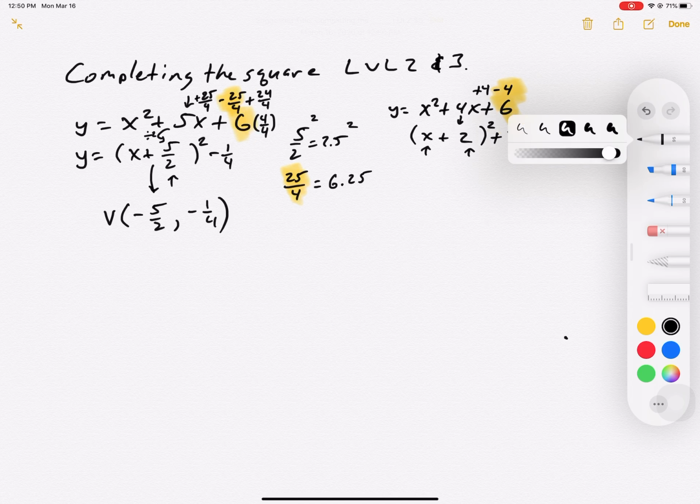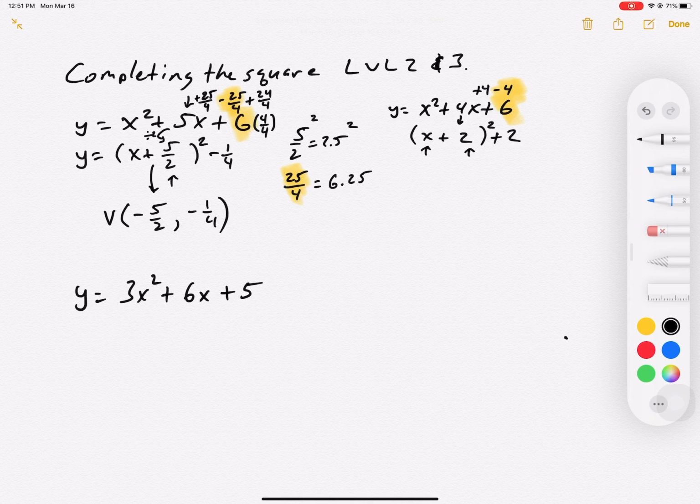Level 3 goes, let's give ourselves an example. y is equal to 3x squared plus 6x plus, let's say, it doesn't matter, let's say 5. Okay? And so our big deal is that we have two things that we have to worry about, which is the 3 now, which remember we didn't have that in front. We didn't have that before in our last problem. And that's what makes this a level 3 problem.